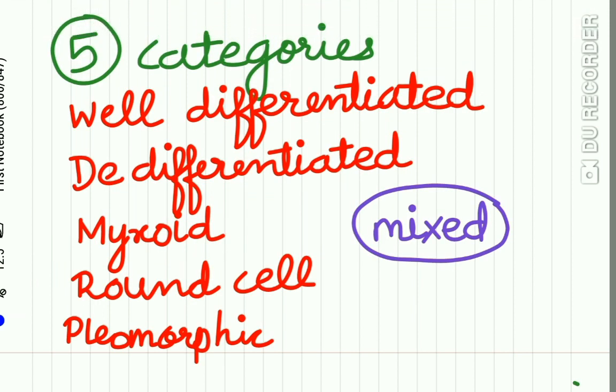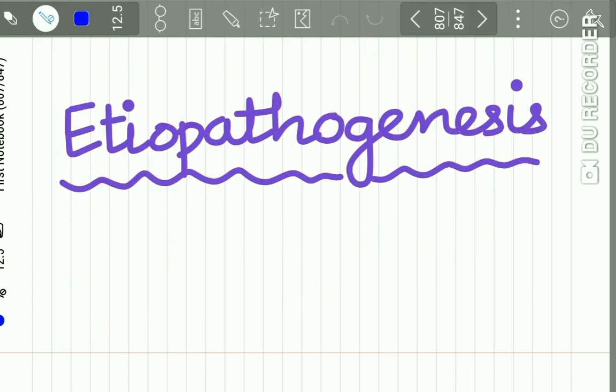The most recent WHO classification of soft tissue tumors recognizes 5 categories of liposarcoma. These 5 include the well-differentiated liposarcoma, the dedifferentiated liposarcoma, the myxoid variant, round cell variant, and the pleomorphic variant. And in rare circumstances, lesions have a combination of all these types, and the lesion is then classified as a combined type or a mixed type.